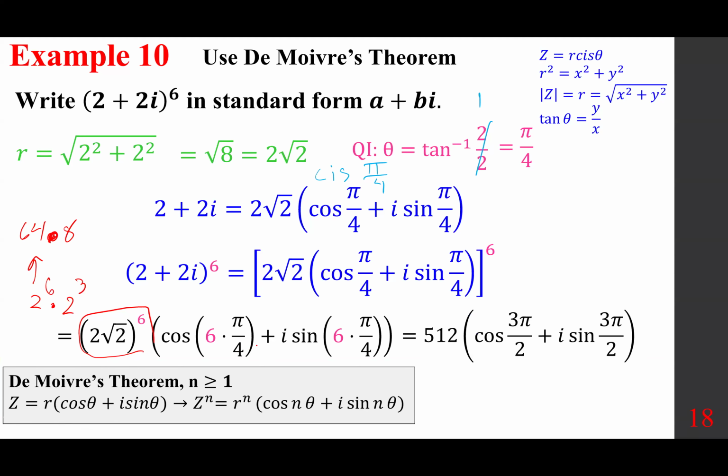This one is 6 pi over 4, or 3 pi over 2. As you know, cosine of 3 pi over 2 is 0. Sine is -1. So we have 512 times -1i, or minus 512i.